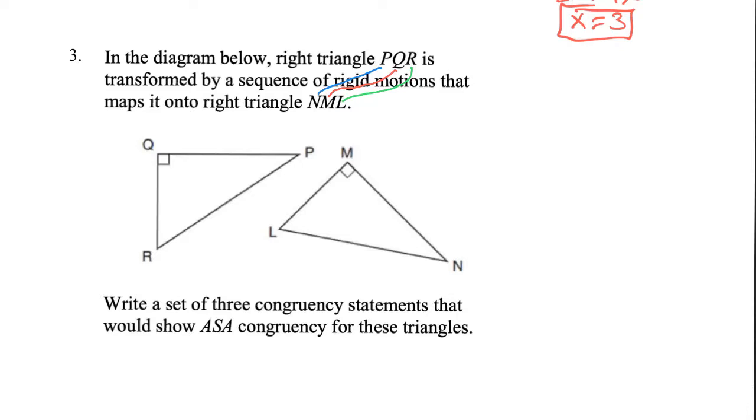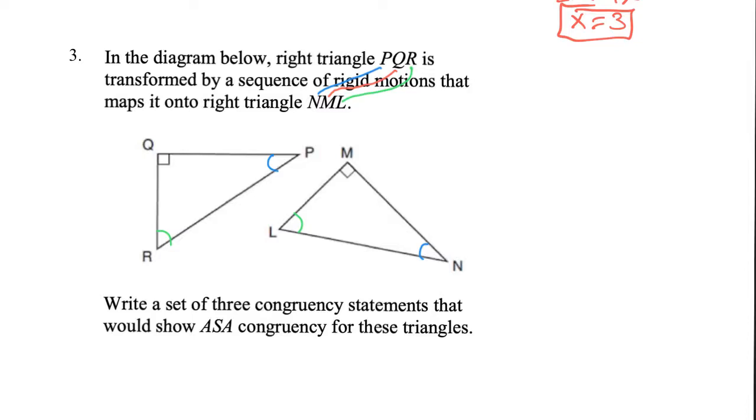We already know that Q and M are the right angles. So all we need is for P and N to correspond to each other, and then R and L are congruent to each other. For angle-side-angle, you just need to choose two angles, it doesn't matter which two, and the side that connects them. I'm going to choose angles Q and R and M and L, as well as the side QR and ML, and that's it.